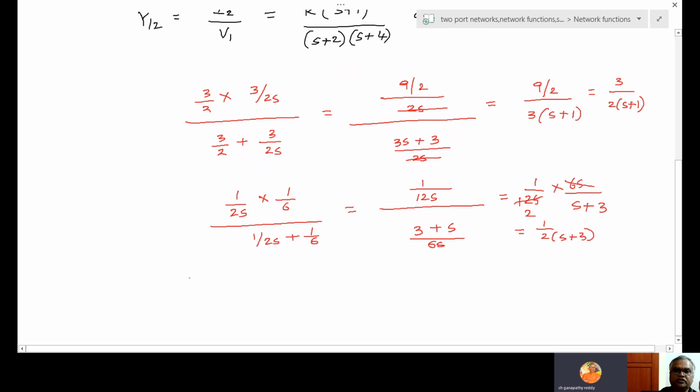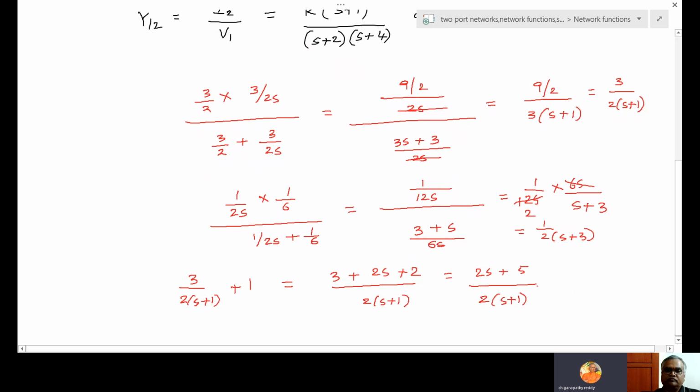There is also another simplification. 3 by 2 into S plus 1 plus 1, which is equal to 3 plus 2S plus 2, over 2 into S plus 1, is equal to 2S plus 5 by 2 into S plus 1. Or you can also write S plus 5 by 2 by 2 to cancel S plus 1.